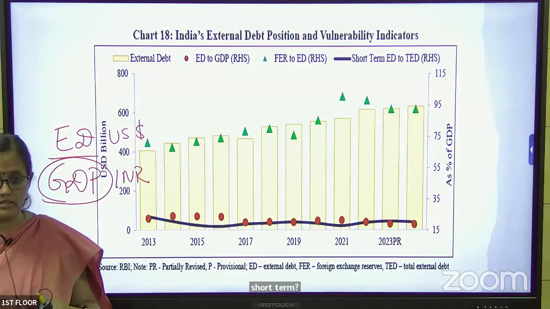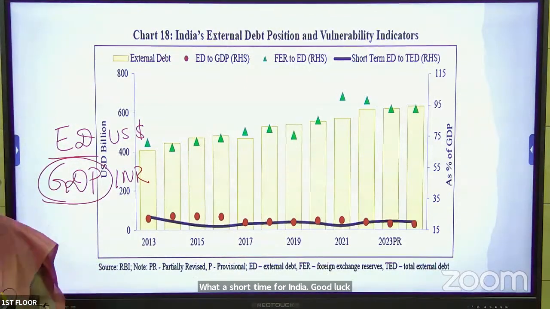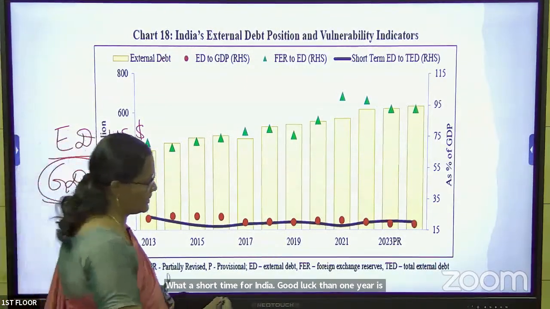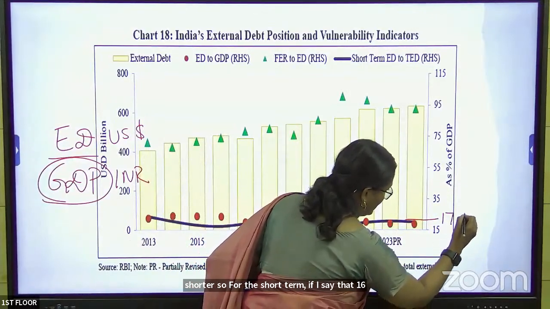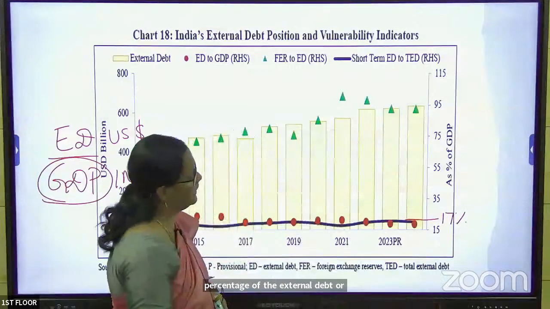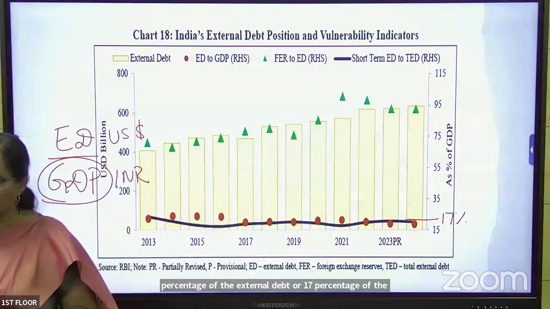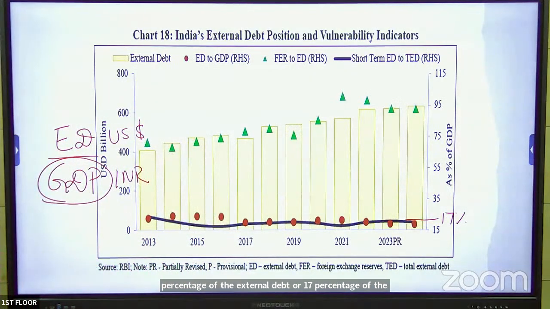Less than 1 year is short term. So for the short term, if I say that 16% or 17% of the external debt is short term in nature, out of the 100 US dollars, I will be losing 17 US dollars immediately, within less than 1 year.